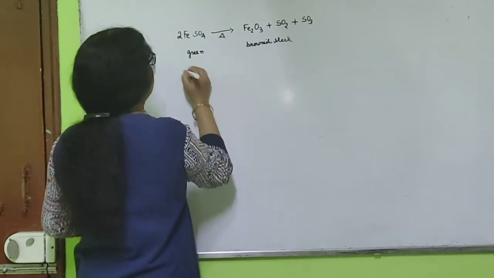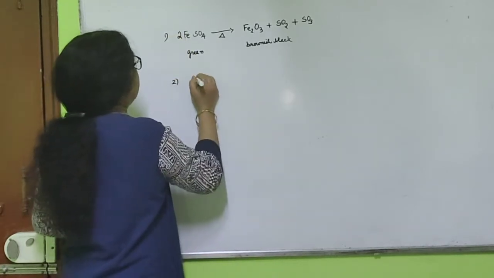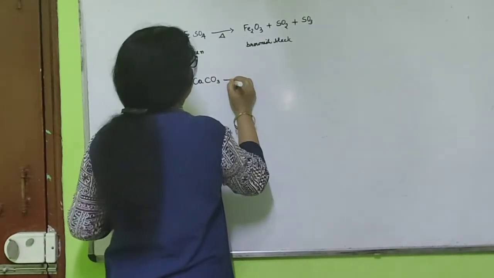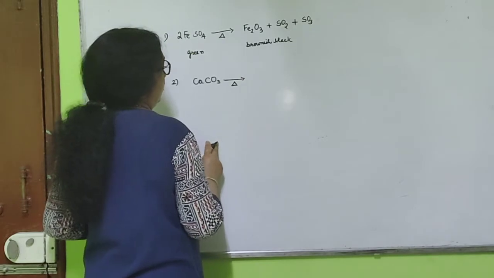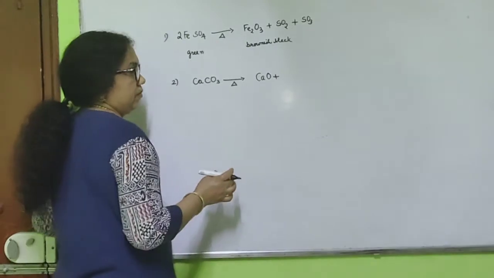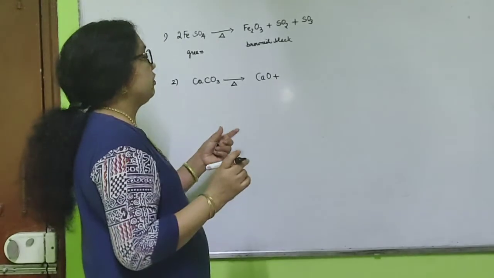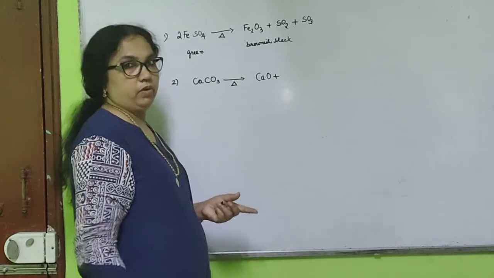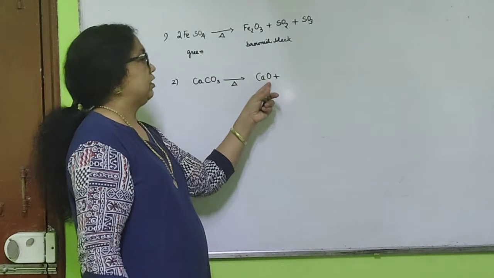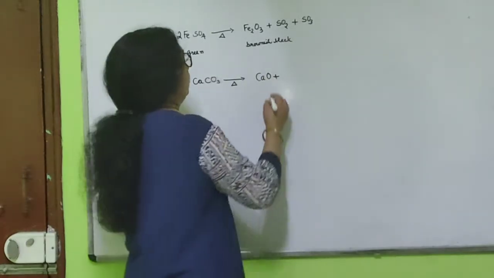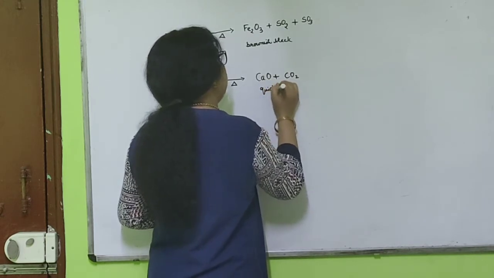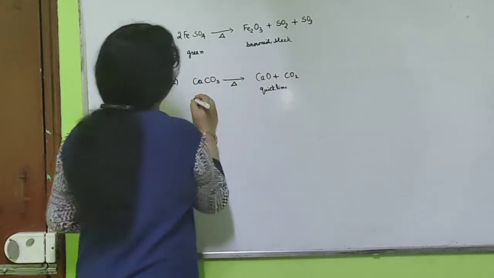The next example is, first is this one. Second, calcium carbonate. Calcium carbonate on heating gives calcium oxide. Take a piece of calcium carbonate, then using a pair of tongs, heat it over a burner. It will decompose to give calcium oxide, a white powder called quicklime, and carbon dioxide gas. This is quicklime. This is calcium carbonate.